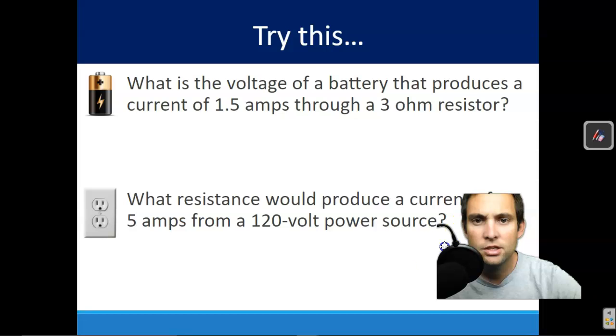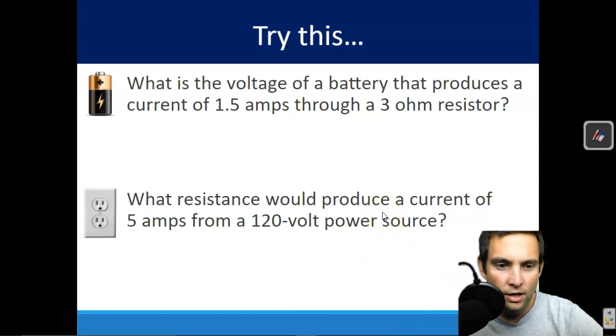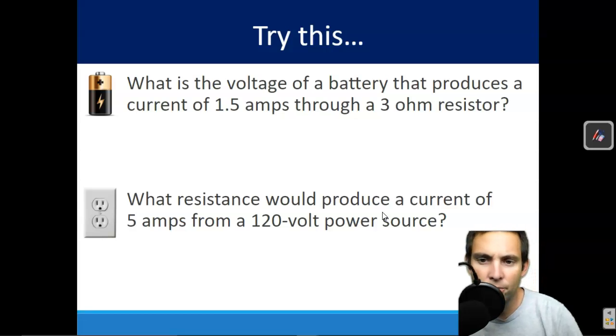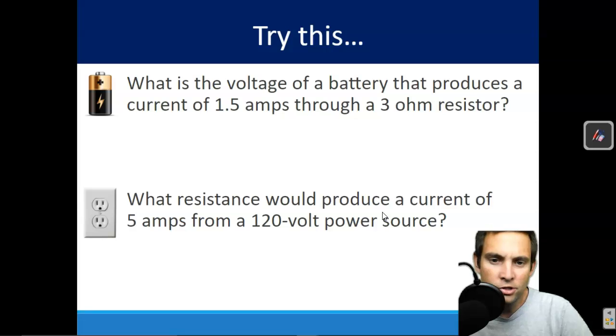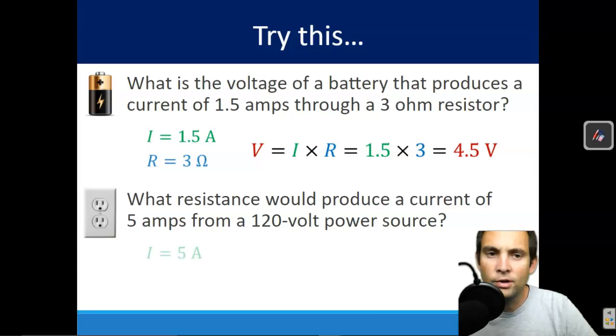What is the voltage of a battery that produces a current of 1.5 amps through a 3 ohm resistor? Pause it. Try these two problems. Second one: what resistance would produce a current of 5 amps from a 120 volt power source? Ready? Here we go. I equals 1.5, R equals 3. V equals I times R, which is 4.5 volts.